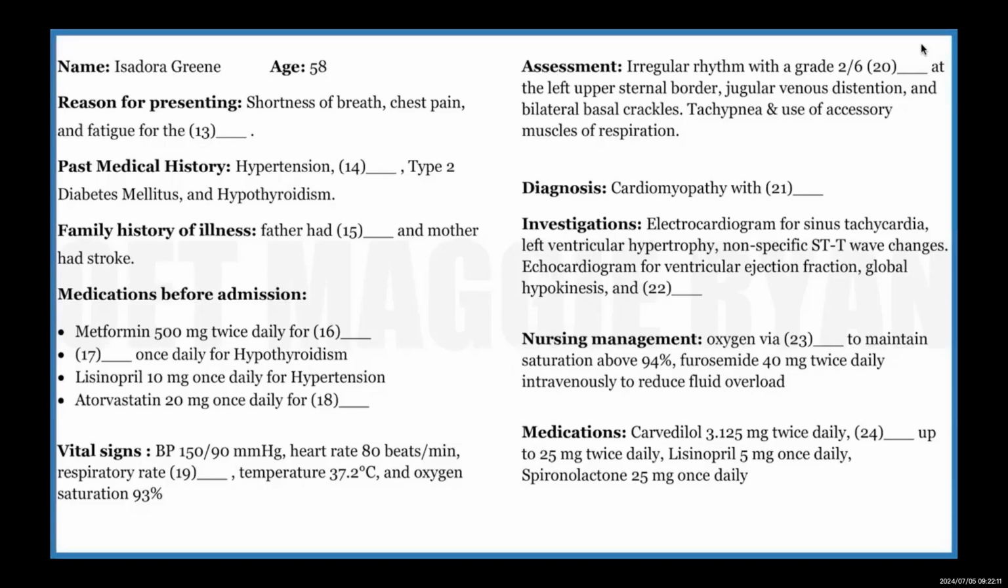Good morning, I'm Dr. Smith. Can you please tell me your name? Hi, my name is Isadora Green. Hi Isadora, nice to meet you. Can you tell me your age? I'm 58 years old. Great.